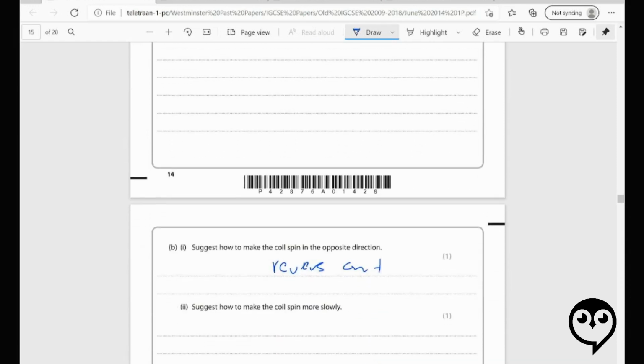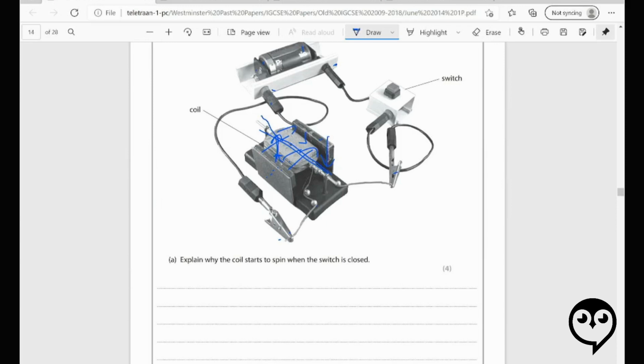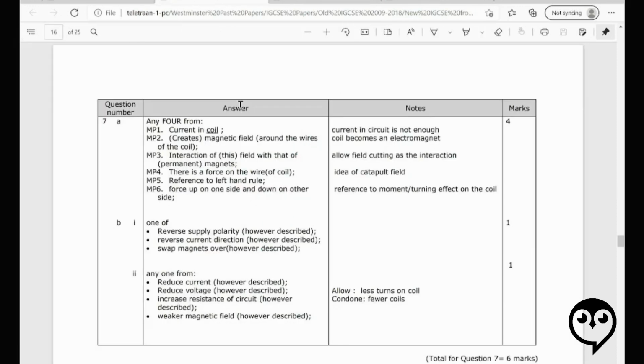Okay. How could you make it spin more slowly? Besides adding in a resistor, to make it spin more slowly, you could reduce the number of coils. You could move the magnets further out, making the magnetic field density a little lower. Just use weaker magnets.